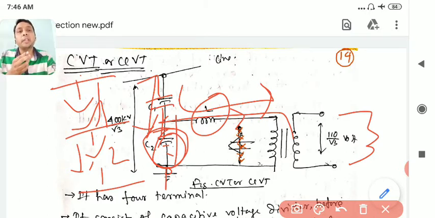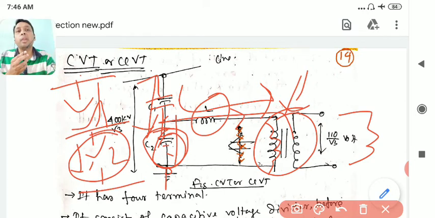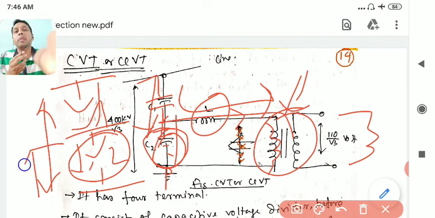So CVT is nothing but, here also a transformer is used, but this transformer is a low rating, so this coil will have a low rating, so you can easily manufacture it. It will be economical for you, because you have reduced already the voltage to a level of V2. Directly we are not giving the full voltage. In normal PT we should have given this full voltage. In CVT we are taking some portion of that voltage using a voltage divider.